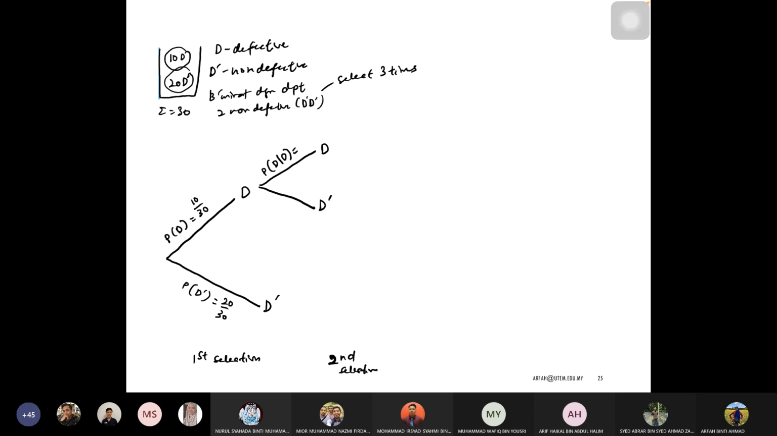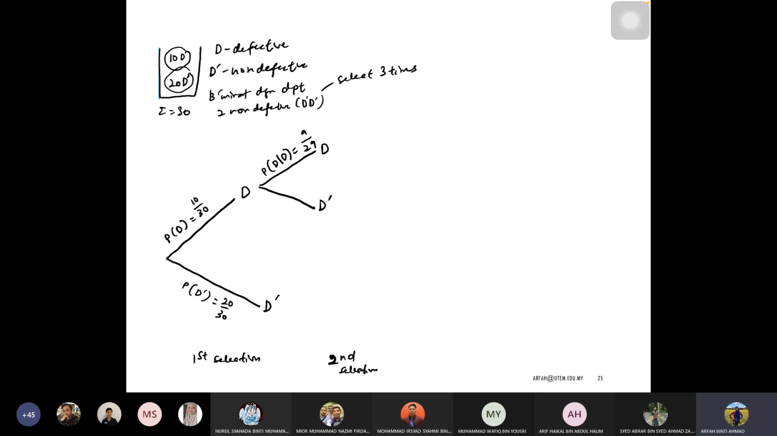Betul? Mana betul salah? Jadi 9/29. Betul. Okay, 9/29. Kenapa 9? Sebab awak dah ambil satu tadi. Dah keluarkan satu yang defektif, awak dah letak kat tepi. So dalam kotak tu tinggal 29. Yang awak keluarkan tadi yang defektif, so daripada 10 dah tolak satu, tinggal 9/29.